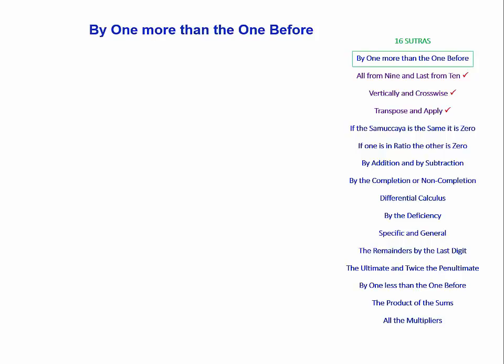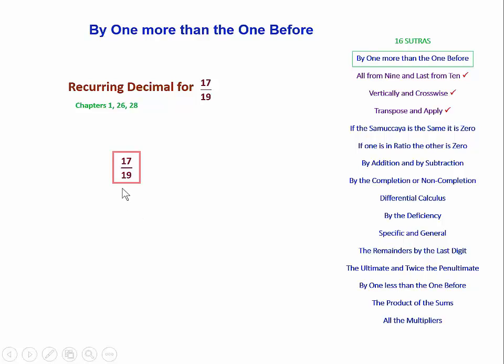Now let's start at the top of the list, By One More Than the One Before, Ekadhikena Purvena. Tirthaji shows how we can use this for working out recurring decimals. So for example, for 17 over 19, this is covered in chapters 1, 26, 28, we use the number which is one more than the one before the 9, so 1 more than 1 is 2, so we divide by 2. And 2 into 17 is 8 remainder 1, 2 into 18 is 9, and so on. It's very nice, and it can be extended in various ways. And divisibility too, we can do with this sutra.